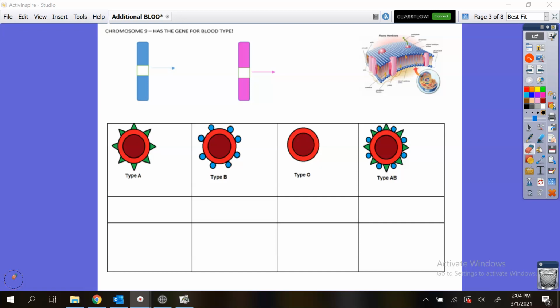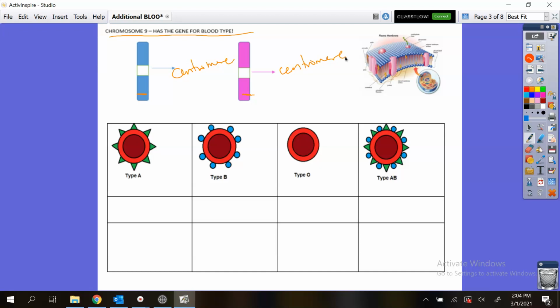All right, so now we're going to look at how you can get these different types of blood types. So remember, chromosome 9 has the gene for blood type on it, okay? And the gene's actually towards the bottom here. So what would this white part represent? Good, that would actually be like the centromere holding the chromosome together, okay? So that's actually your centromere.